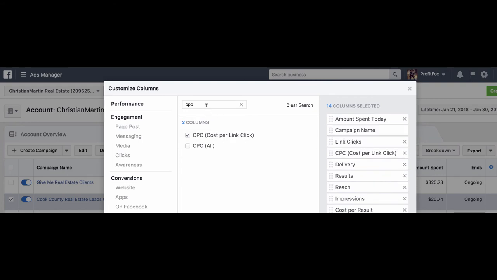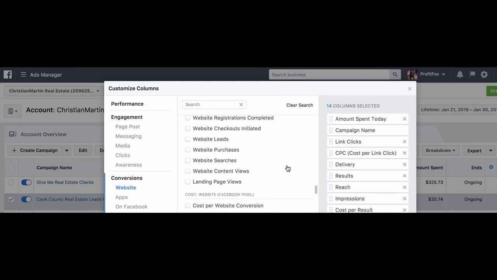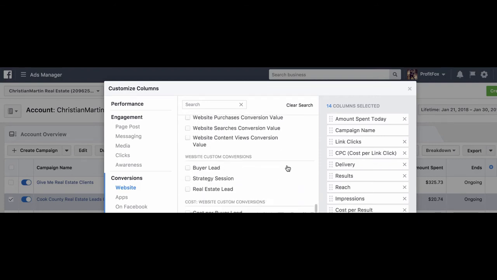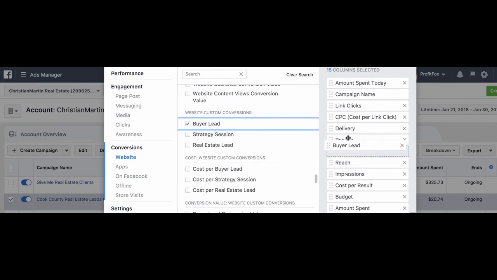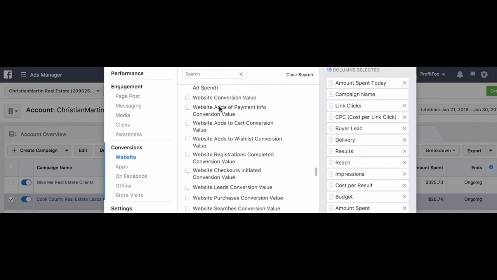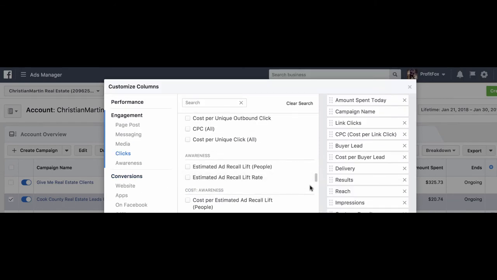So we've got link clicks, cost per link clicks, and then you're going to want to select your website conversion. So you should already have your conversion set up, and you can go down and select the particular conversion that you optimize this campaign for. In this case, it's going to be buyer leads. So I'm going to put buyer leads under cost per click, and then I'll search cost per buyer lead. So that's going to give me lead and cost per lead right there. And since these leads are going straight to my client, I don't really need to worry about cost per sale or anything like that for this campaign. So I need to worry about clicks, cost per click, lead, cost per lead.